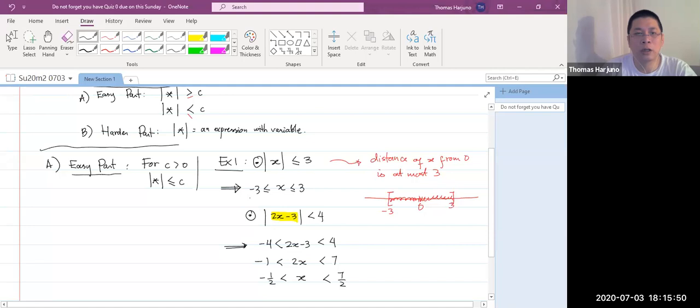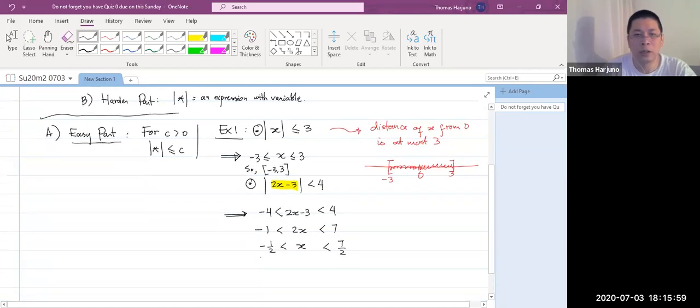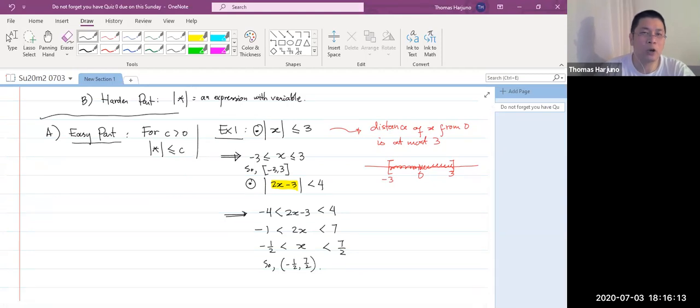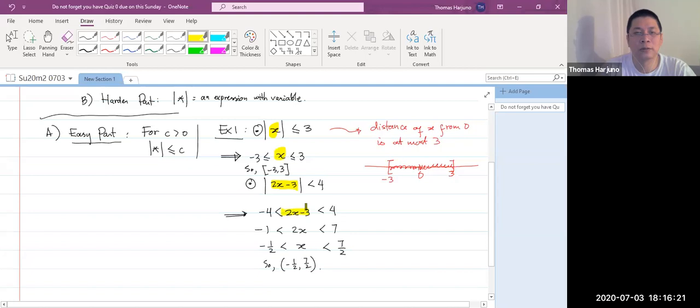Okay, now consequently, the solution here will be -3 to 3 in interval notation, while here the solution will be parentheses -1/2, 7/2. Now that's if the distance is less than or less than or equal to a positive number, then this expression here must be in between two numbers. The distance is less than or equal to something, then you can go at most, in this case, 3 units to the right and at most 3 units to the left.